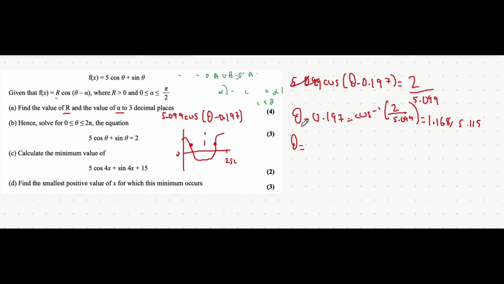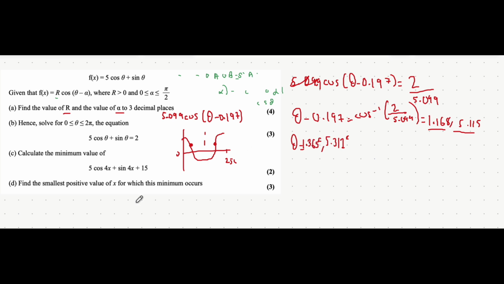Now that you've got your values of theta minus 0.197, we're going to get the actual values of theta by adding 0.197 to both of these values. So let's do that. The second value would be 5.312. And the first value, in radians by the way, which you can write RAD or just a small c on the top right, 1.168 plus 0.197, just for that other solution, would be equal to 1.365.